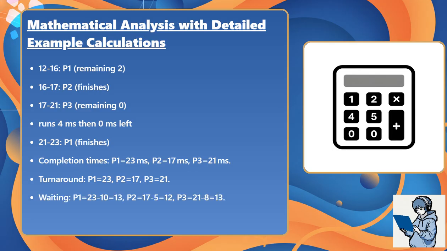Waiting times: P1: 23 minus 10 equals 13. P2: 17 minus 5 equals 12. P3: 21 minus 8 equals 13. Average waiting time equals (13 + 12 + 13) divided by 3, which equals 12.67 milliseconds.